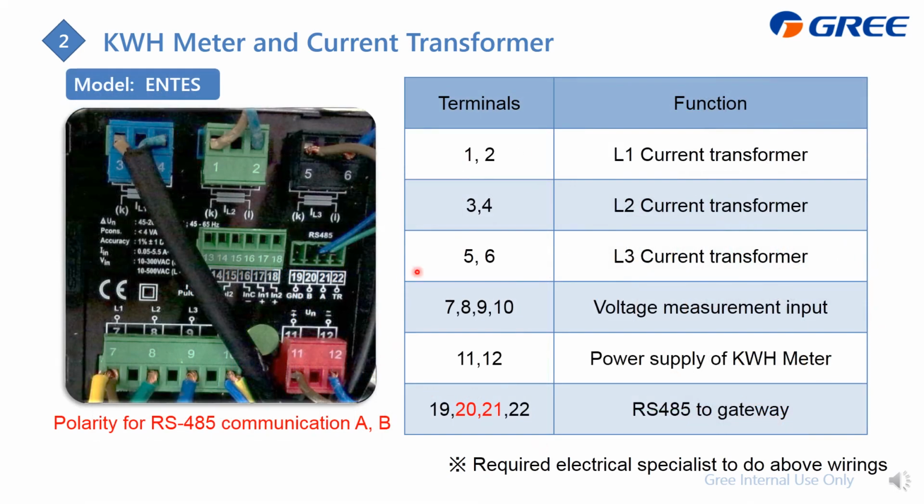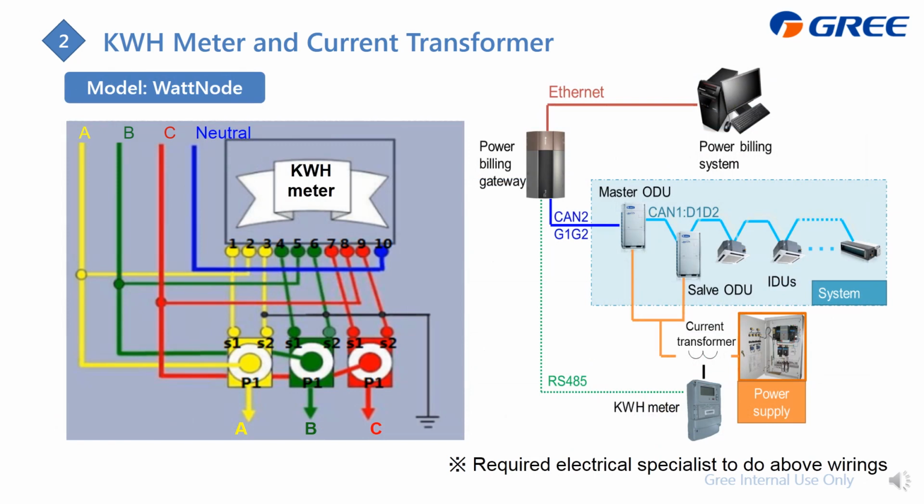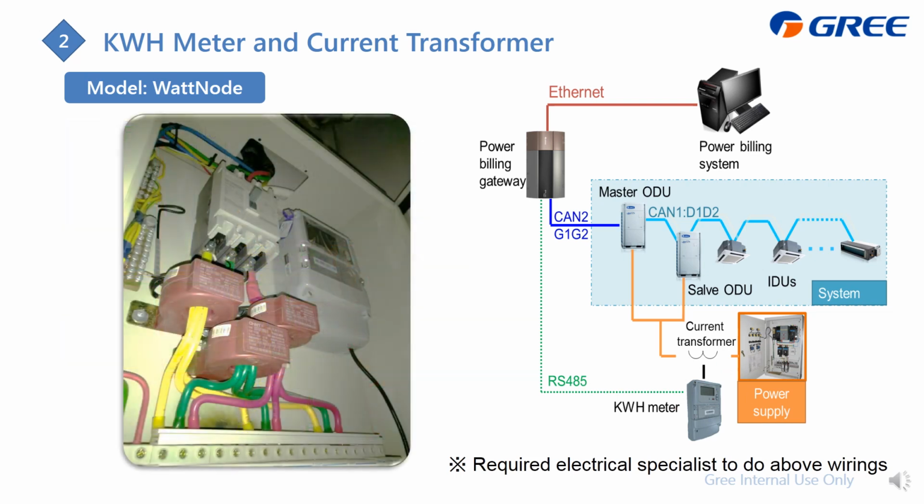And after wired, here are the terminal pictures just for your reference. This is for the current. Here is for the voltage. This is for this power meter power supply. This is to transmit the data. And this is the other count of the power meter. Actually, this one is similar. And after wiring, it should be like this for this case.